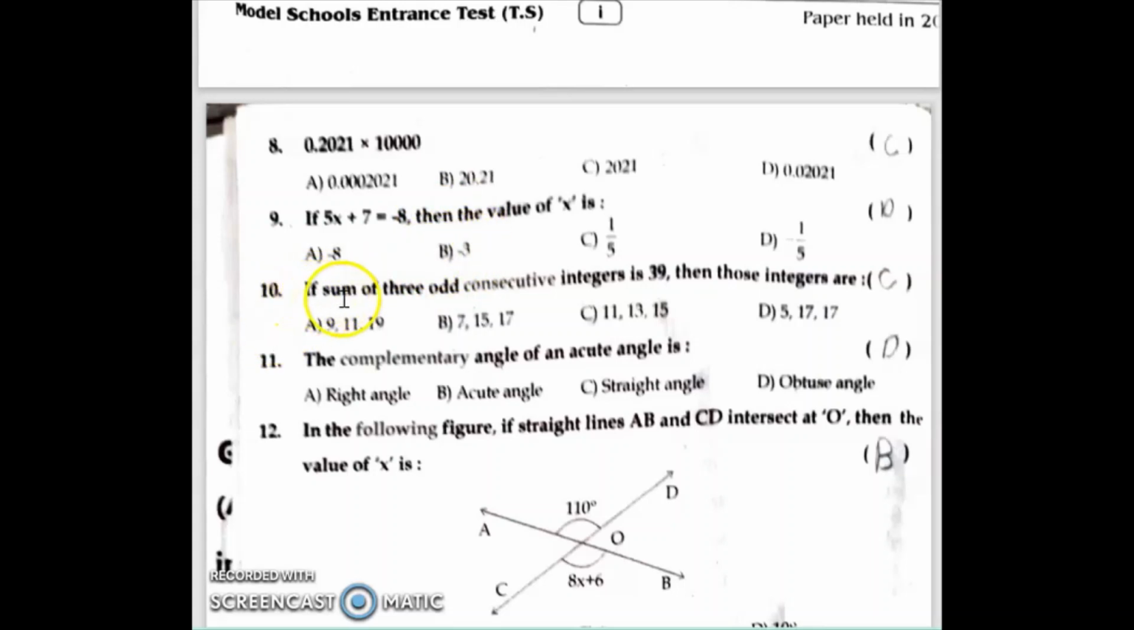If the sum of 3 odd consecutive integers is 39, then those integers are C, 11, 13, 15. C is the correct answer. The complementary angle of an acute angle is D, acute angle. D is the correct answer.